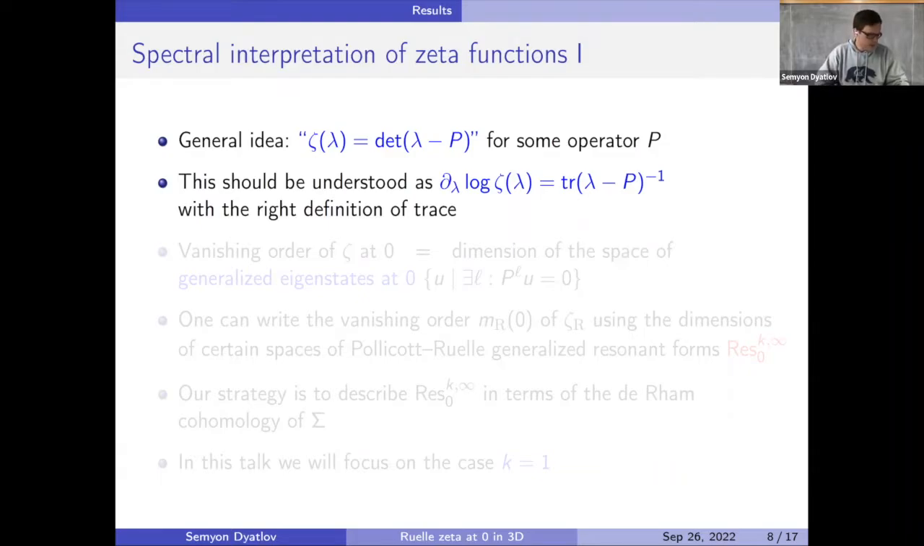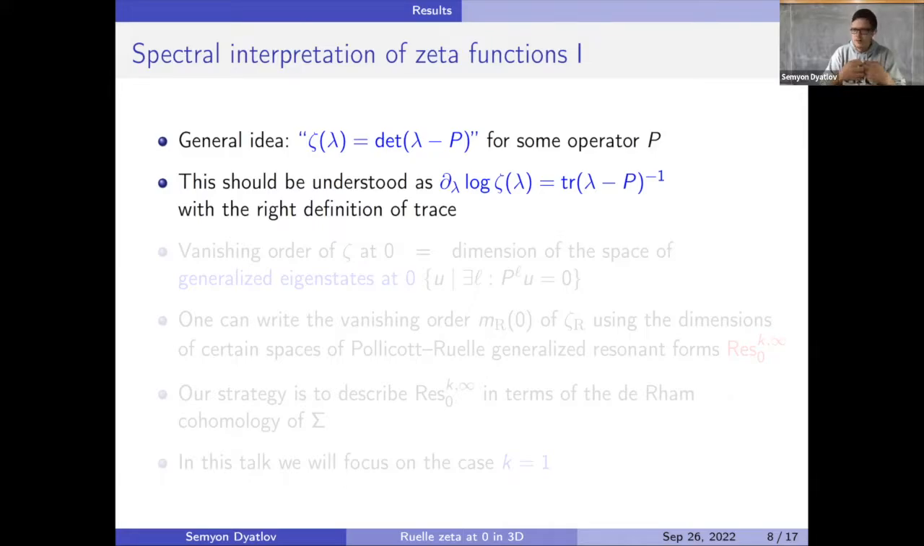So what do spectral problems have to do with this? Well, the general idea is that you want to write this dynamical zeta function as a characteristic polynomial of a certain operator. By analogy with matrices, the order of vanishing at 0 would correspond to the dimension of a generalized eigenspace, and you can try to study the generalized eigenvalues of your matrix to understand the order of vanishing. And that's basically what we do, except we don't have a matrix here, we have an operator.